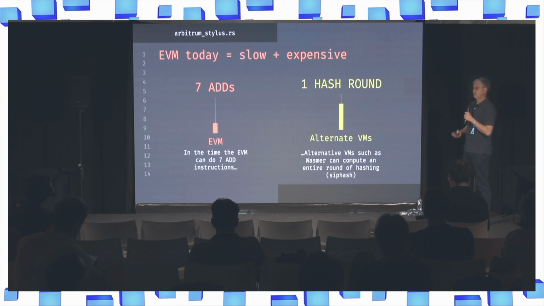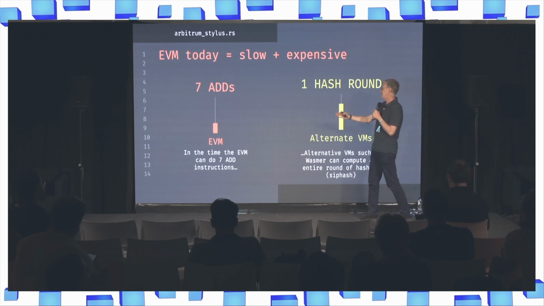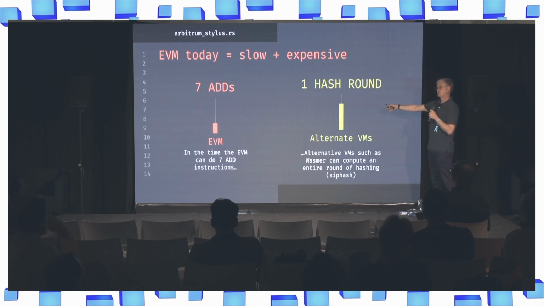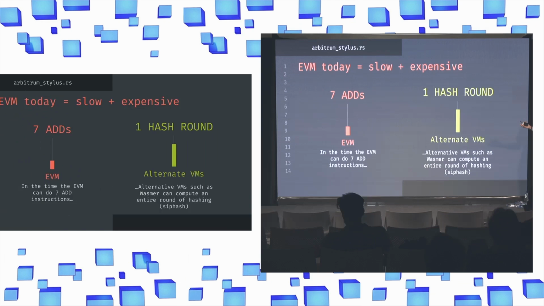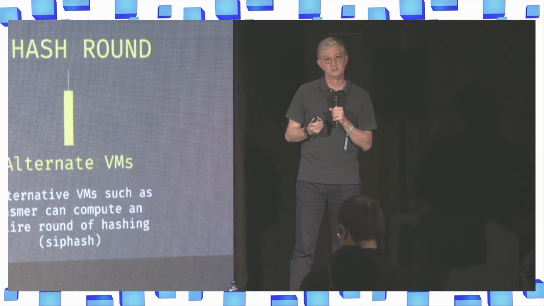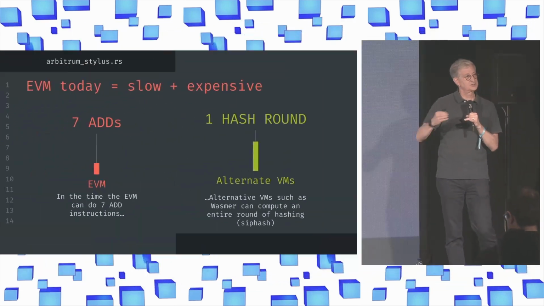One of the disadvantages of EVM as it stands is that it's relatively slow and expensive. For example, in the time that the EVM does 7 add instructions, you can do 1 hash round of Keccak in a state-of-the-art virtual machine. Alternative virtual machines such as Wasmer, which is arguably the most popular WASM virtual machine, are able to run much faster, and for 2 reasons.